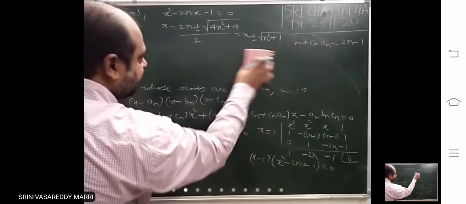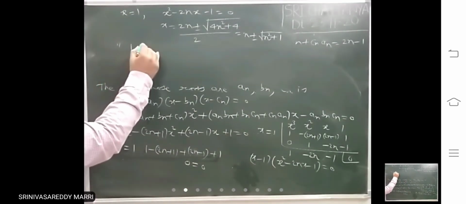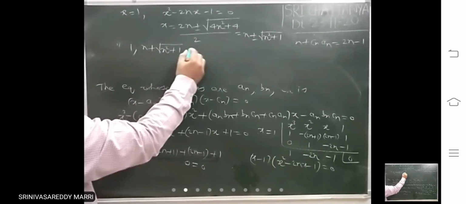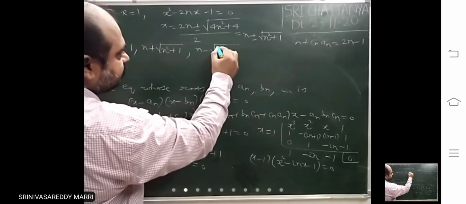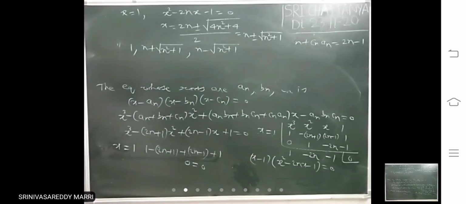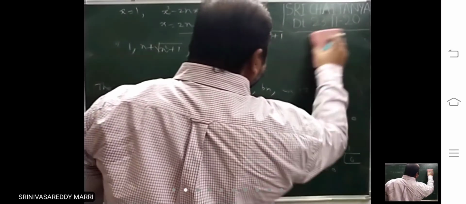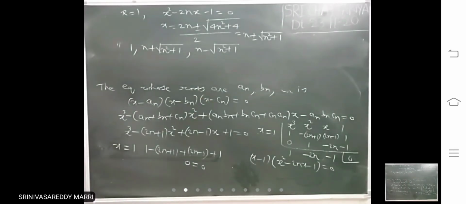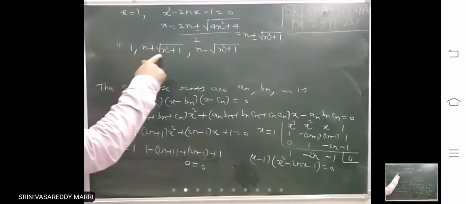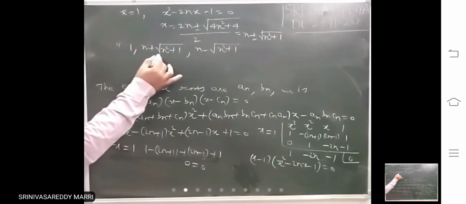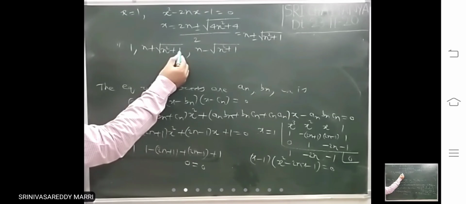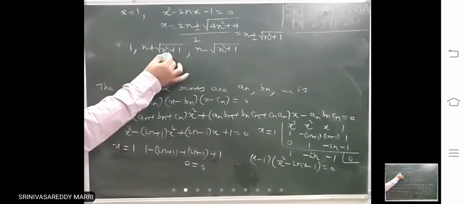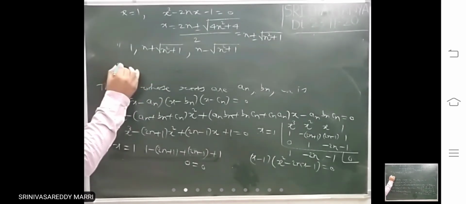That means the three roots we got are 1, n plus root of n square plus 1, and n minus root of n square plus 1. These are the three roots we got, these are an, bn, cn. So which one is the biggest out of these three? Look at this one: this is n square plus 1. Root of n square plus 1 means this is more than 1, so more than 1 plus n. That means this is the biggest root.